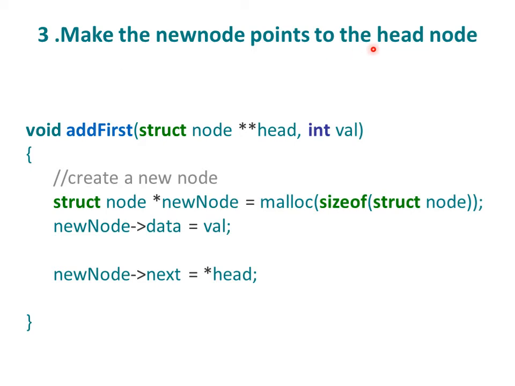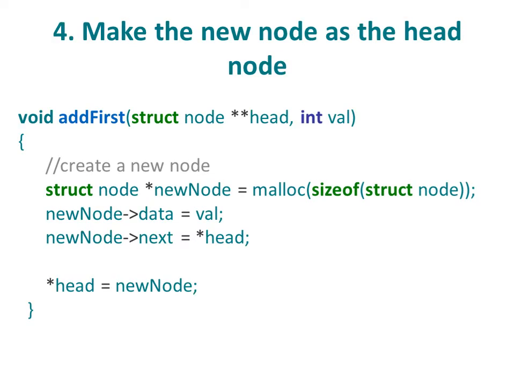Now make the node point to the head node. The declaration is the same. Now struct node new node malloc, that means I am allocating memory to the add first function using dynamic memory. New node I have created, data is added. Next, new node next equals head, that means I am pointing the new node to the head node.